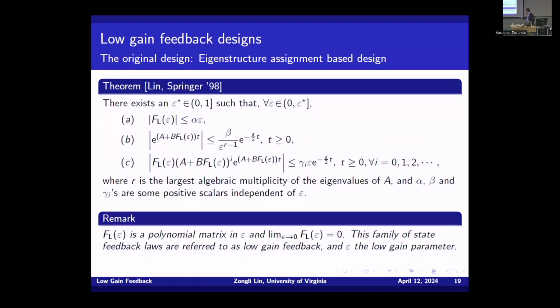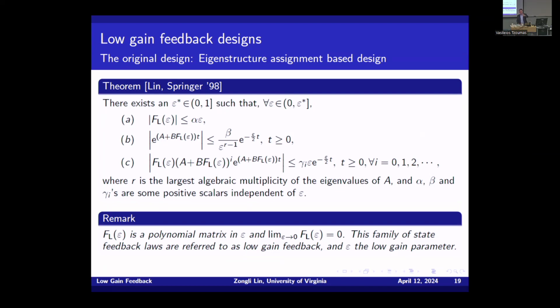And that has these 3 properties. First, the gain will be bounded by order epsilon, and the transition matrix will have this property. And this is the property that I showed earlier. Basically, the convergence will be fast, in the order of epsilon, right? And second, the peak value would be of order epsilon to the power of r minus 1. And r here being the largest algebraic multiplicity.